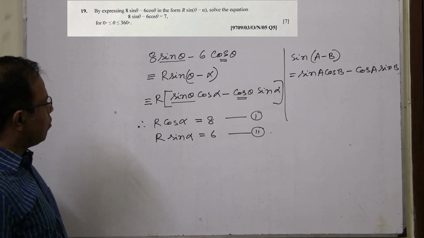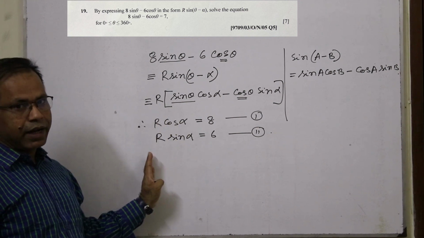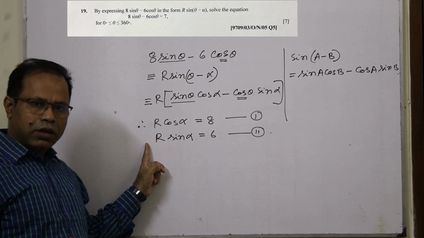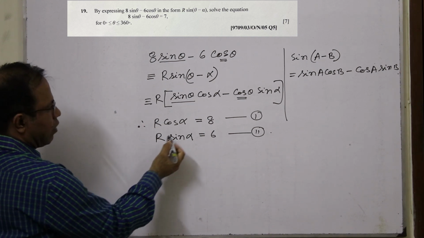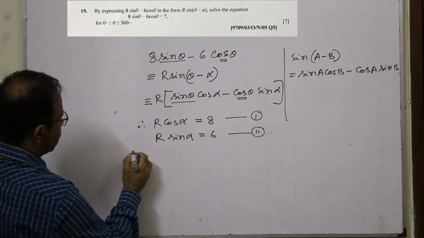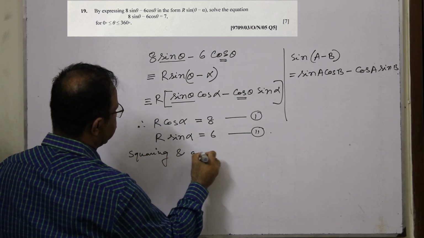How can I remove sine alpha and cos alpha? If we square and add both equations, then we can remove sine alpha and cos alpha by squaring and adding.